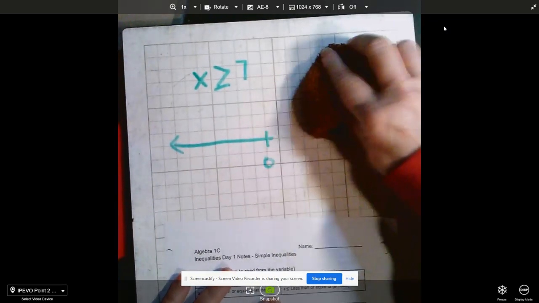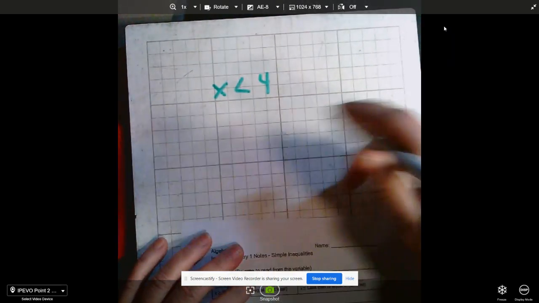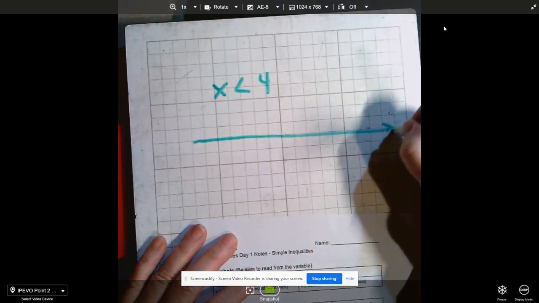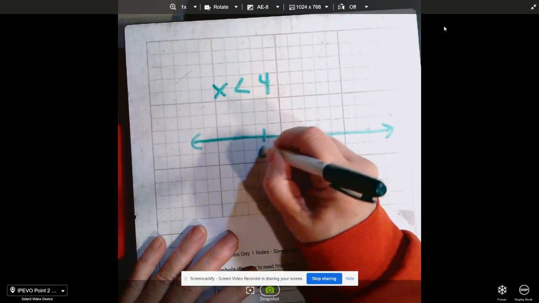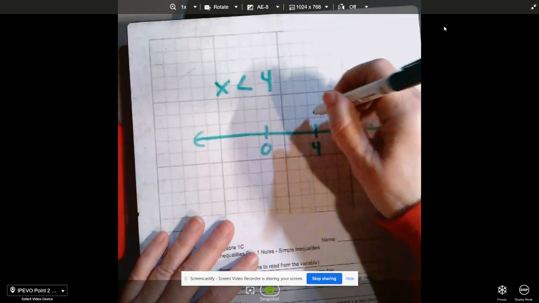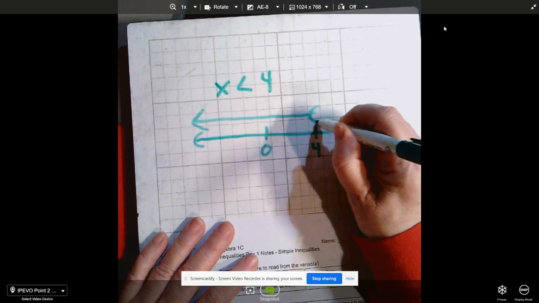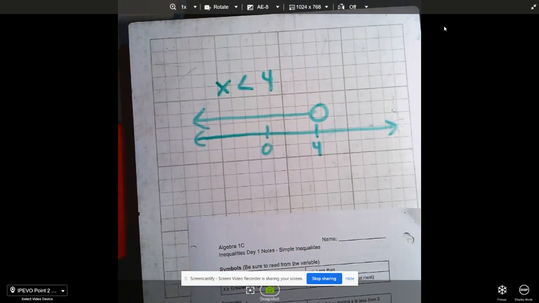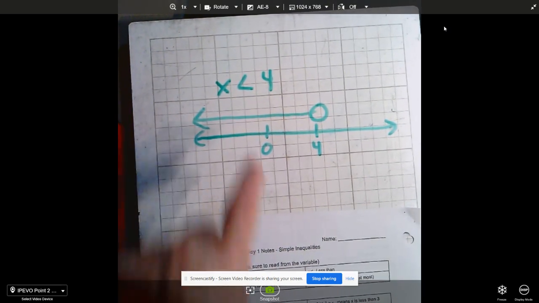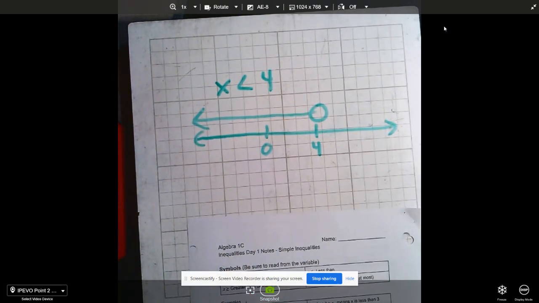And if you wanted to graph x is less than 4, again, you're going to make your number line. I'm going to put 0 on my number line. I'm going to put 4 somewhere on my number line. And now I want numbers that are less than 4, so I'm going to be going that way, but it's not equal to, so I'm going to have an open circle. If it's not equal to, you have an open circle. If it is equal to, you're going to have a closed circle.